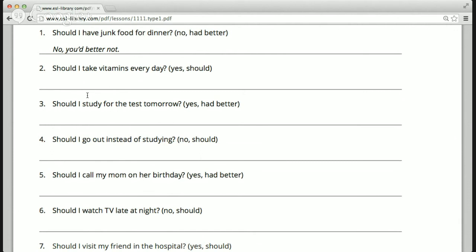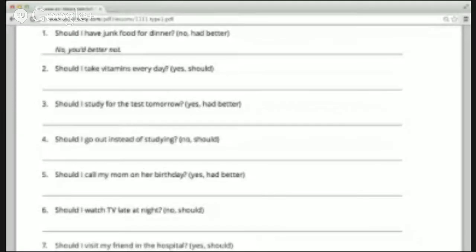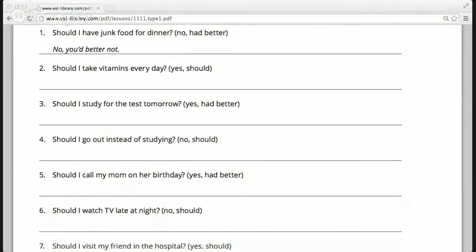Should I study for the test tomorrow? Yes, you'd better to study. Okay. You'd better study. Remember, we're going to use that verb in its base form. So you'd better study for the test tomorrow. So we're not going to use the infinitive. So we take out to. So try your answer one more time.